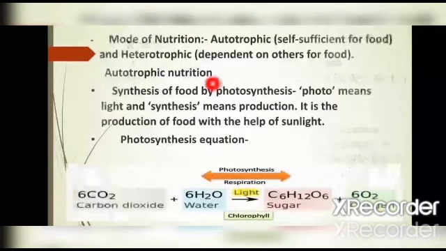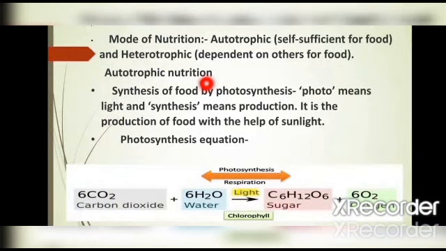Mode of nutrition. Basically, there are two types of mode of nutrition: autotrophic mode of nutrition and heterotrophic mode of nutrition. Autotrophic nutrition is the production of food with the help of sunlight. We all know that all green plants synthesize their own food by the process of photosynthesis. This is the equation of photosynthesis in which carbon dioxide and water molecules combine to form glucose, that is simple sugar.